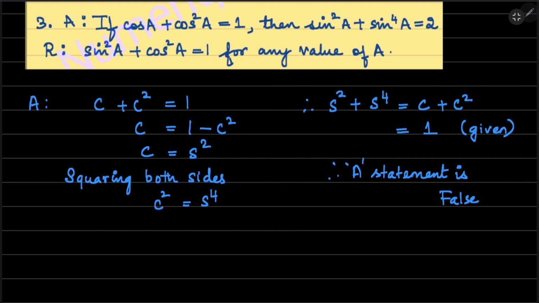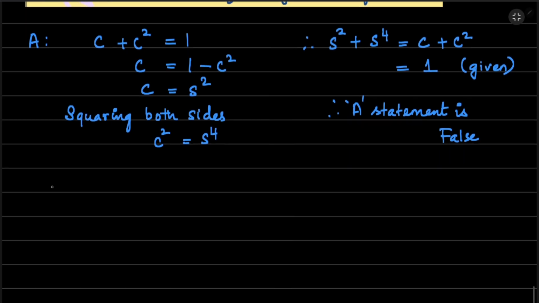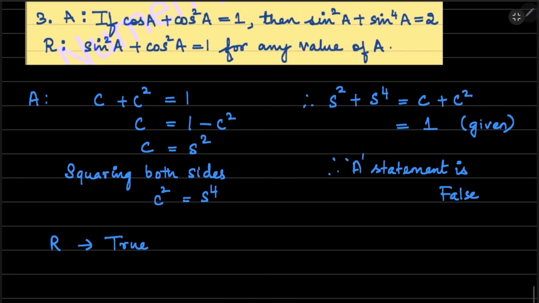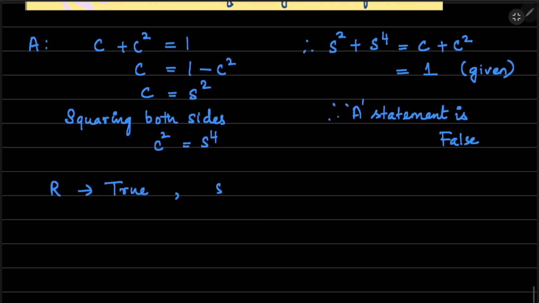Now, what is the reason statement? The reason states sin square plus cos square equal to 1 for any value of A, right? Yeah, the reason is also true. So the reason statement is true, because for any value of A, sin square A plus cos square A will definitely be equal to 1.